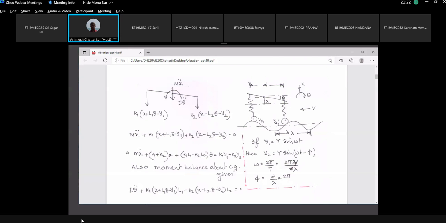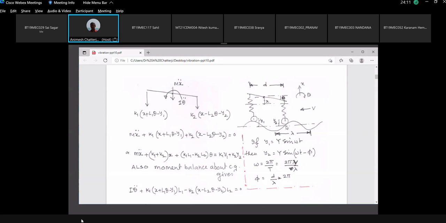One excitation will come from ground in the front wheel. Another excitation will come from the ground from the rear wheel. Now there is a problem. What is the problem? Excitation in the front wheel is not same as excitation on the rear wheel. So if the front wheel is going up by y2, rear wheel will be going up by another value y1. But there is a relationship between y1 and y2. That relationship will depend on this wheelbase. Wheel to wheel distance, we call it wheelbase, d, and the wavelength. So d by lambda is phi.